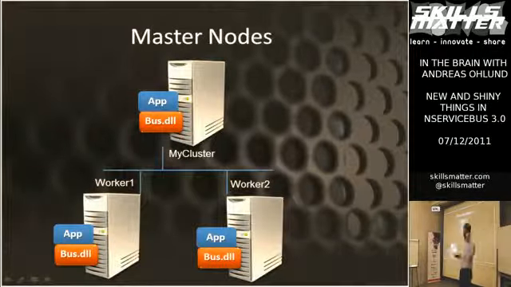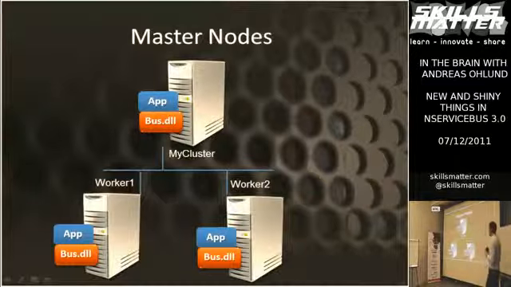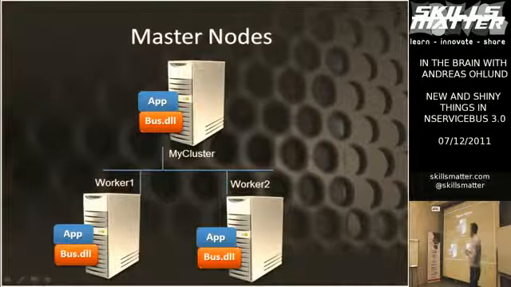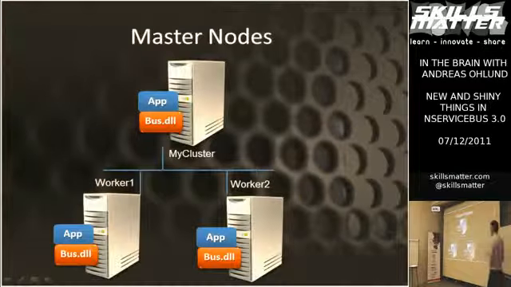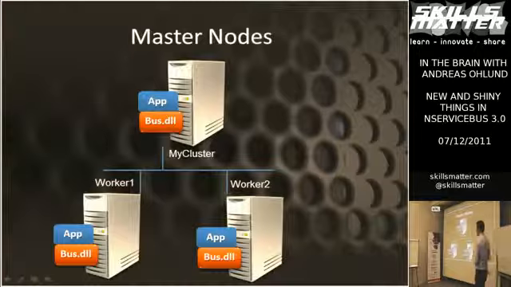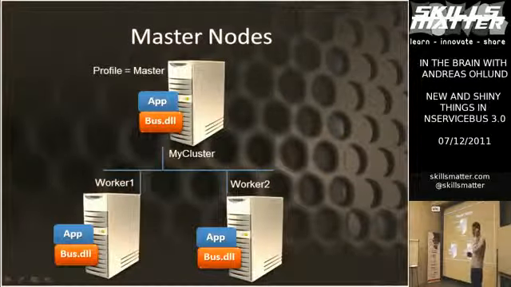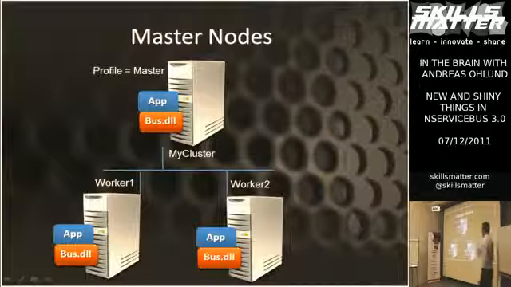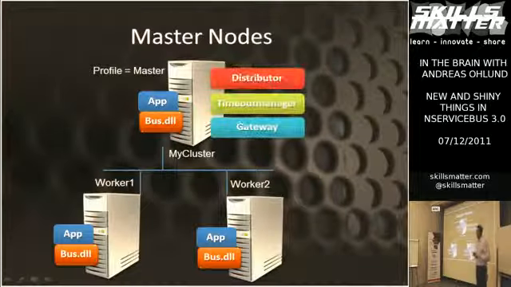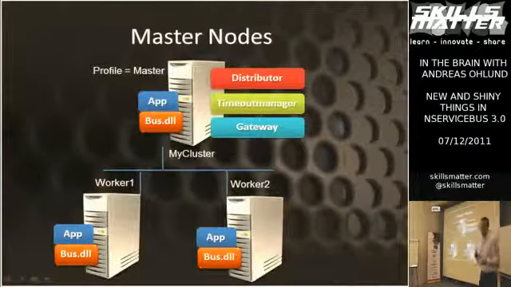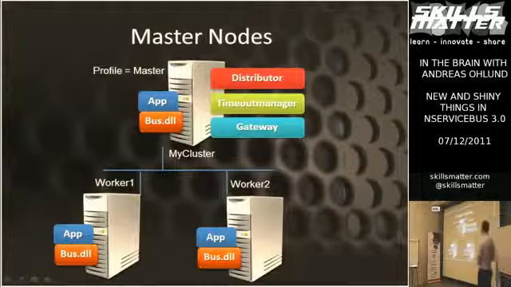So, therefore, we have the concept of a master node, because configuring the distributor can be quite tricky. You tell an endpoint it's the master node by specifying a profile. It's called master. So if you start up an endpoint with a master profile, it knows it's the master node, and by default it will start the distributor, the timeout manager, and the gateway. You can of course turn them on programmatically, but the master node will have those running.